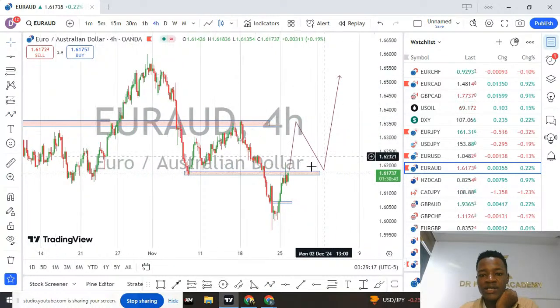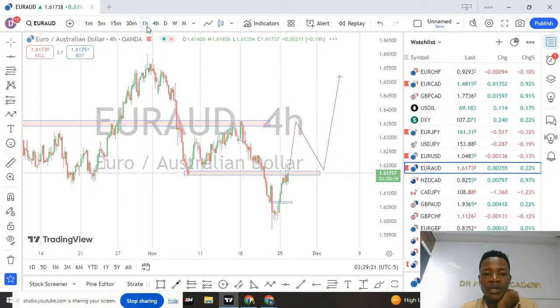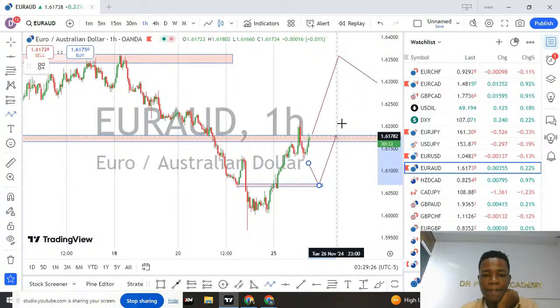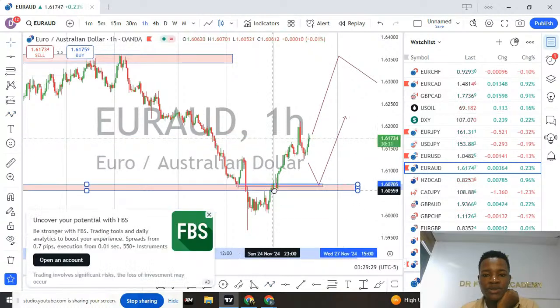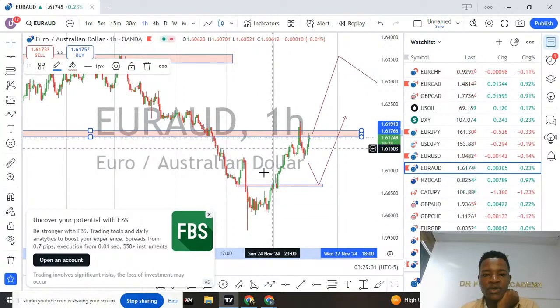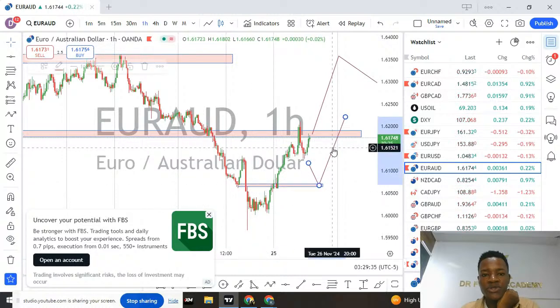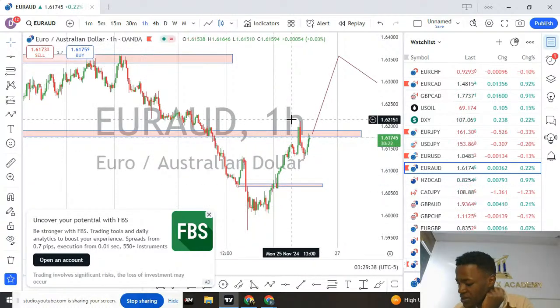You can experience something like this: a head, shoulder, and shoulder. And we can experience the same thing on the 1 hour, this area, which is the head, shoulder, and shoulder. So the only confirmation is waiting for the closure of the current 4 hours.